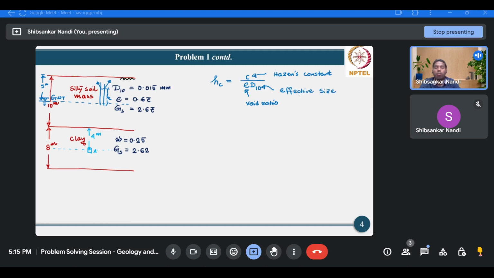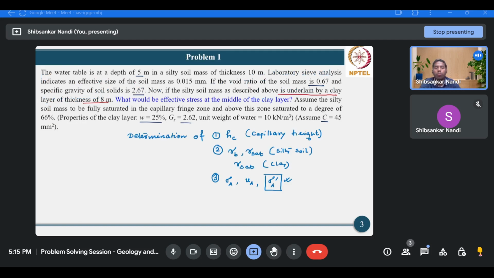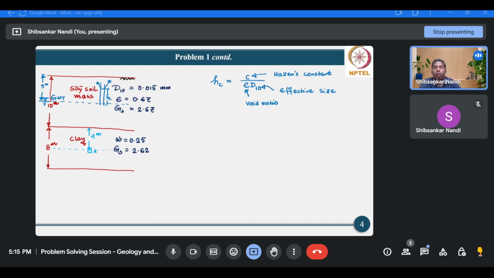Now for the silty soil mass, we know all these parameters. The Hazen's constant typically lies between 10 to 50, and for this problem it's given as 45 mm square. The void ratio of the silty soil mass is given as 0.67 and the effective size of the silty soil mass is given as 0.015 millimeter. Therefore, if we substitute these values in this empirical relationship, then we can easily obtain the height of capillary rise or height of capillary fringe zone.